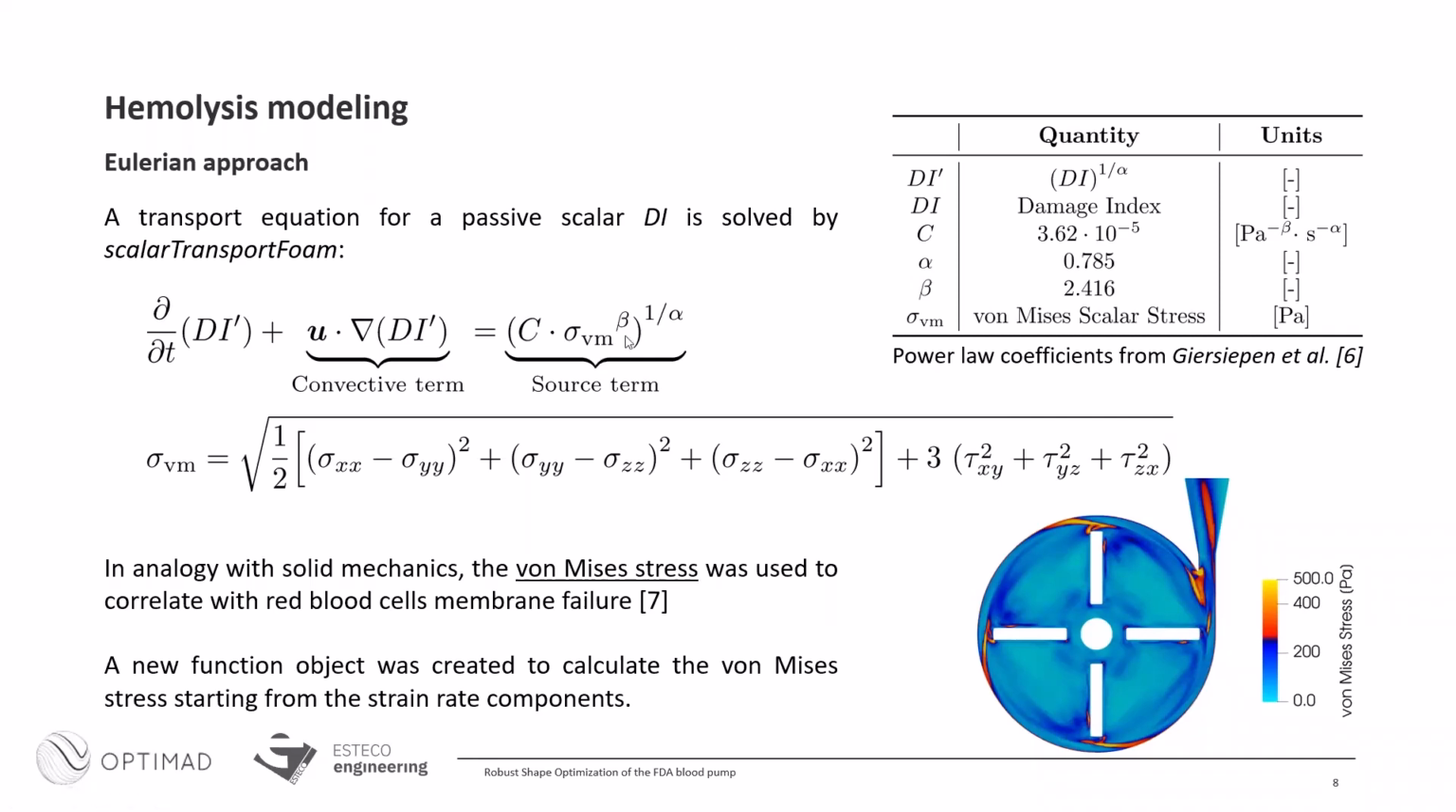And this source term depends on sigma, which is the stress field. A widely accepted hypothesis, or better, a best practice, is to use the von Mises relation in analogy with solid mechanics in order to describe the stress states in the fluid, because in this way we hope to better correlate with the failure of the red blood cell membrane. So we coded a new function object in OpenFOAM in order to compute this stress field starting from the components of the strain rate tensor.